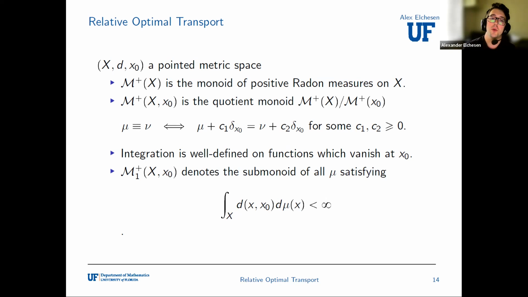And so we'll look at this submonoid of all mu which have finite total distance to the base point. You're just saying that if you integrate the distance to the base point, you want to get something finite, and that's just going to ensure that what we get is actually a metric.